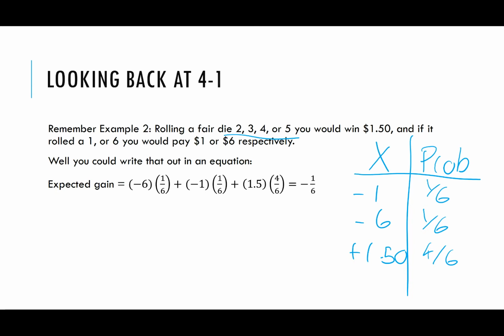Now to find the expected value is just multiplying the outcome variable, the amount of money, with its probability, and then adding all of them up. So you multiply the -6 with the 1/6, and add it with the -1 times the 1/6, and add that with the 1.5 times the 4/6. And it gives you your expected value, which is -1/6. So again, that's talking about the average that you expect to lose or win. Obviously, since it's negative here, we're losing. But that's all it is. Once you have the density function made, it's just a matter of multiplying them together and adding them all up.